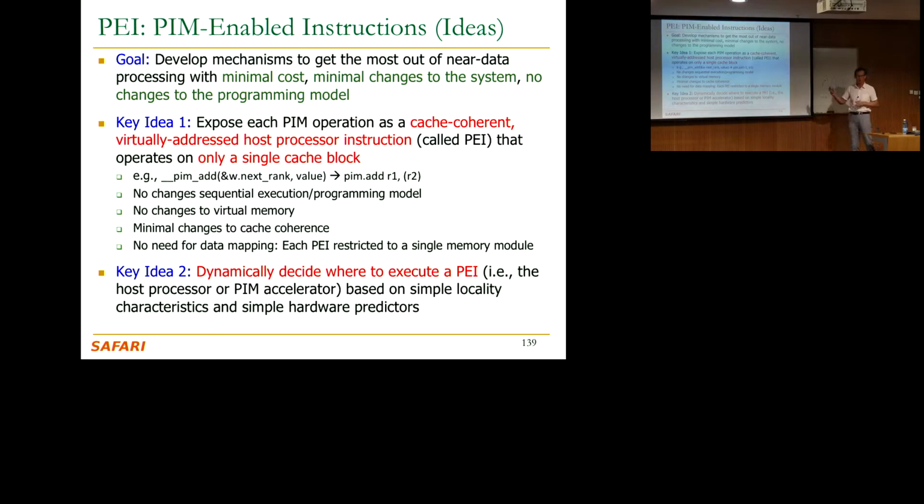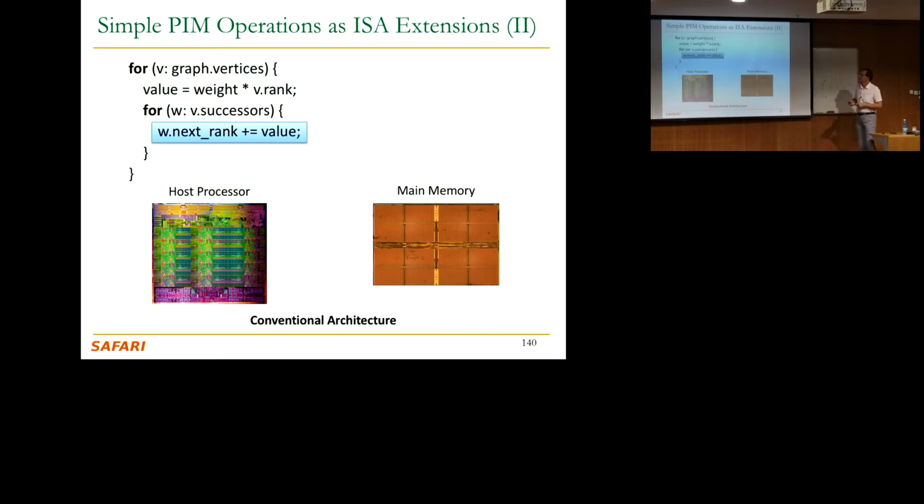And we're going to talk about this very briefly. So wherever your data resides, you would like to execute this. In this case, we have a hardware predictor. It's not the programmer. Yeah, this is dynamic, basically. It's really, we look at the locality of the data that this is touching. If it's in the memory, we execute in memory. Okay, so basically, simple PIM operations as ISA extensions. You can think of it that way.